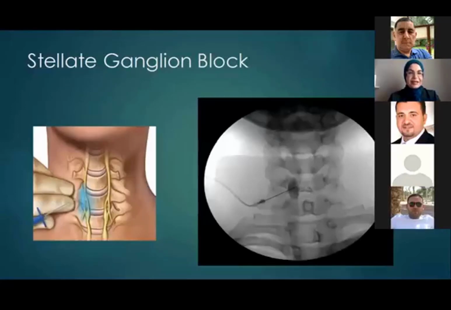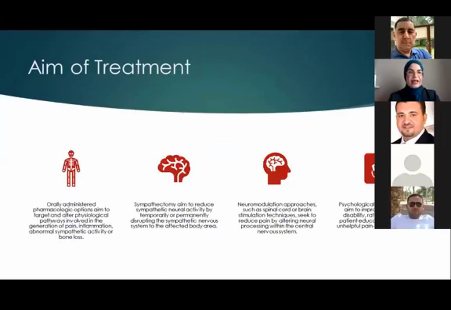This is the stellate ganglion block, and of course it's at the C6 level, and as you can see, it can be done blindly, which again, I never recommend. Usually we do it under X-ray, as you see, or with ultrasound. The aim of this treatment: orally administered pharmacological options aim to target and alter physiological pathway involvement in the generation of pain, inflammation, abnormal sympathetic activity, or bone loss. So this is our aim.